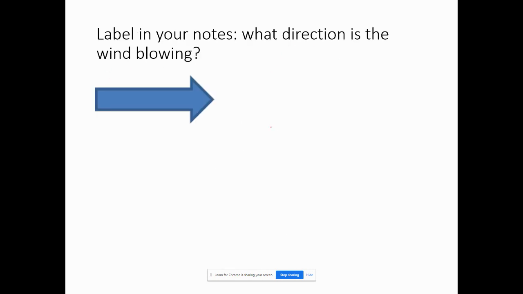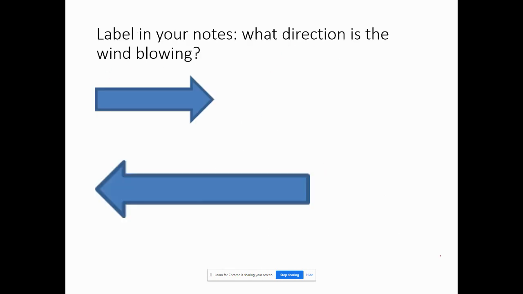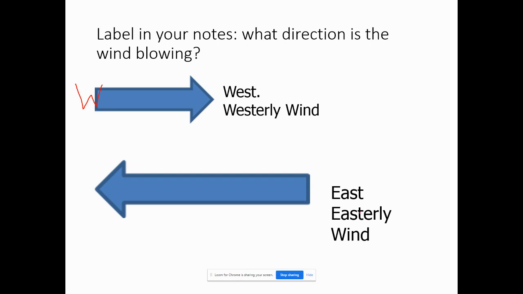Okay, so in our notes, we would have had these arrows labeled. So if you look at these, what direction is the wind blowing? So remember, we label from where we're coming from. This is coming from the west. So this would be a westerly wind. This wind is coming from the east. So this would be an easterly wind.